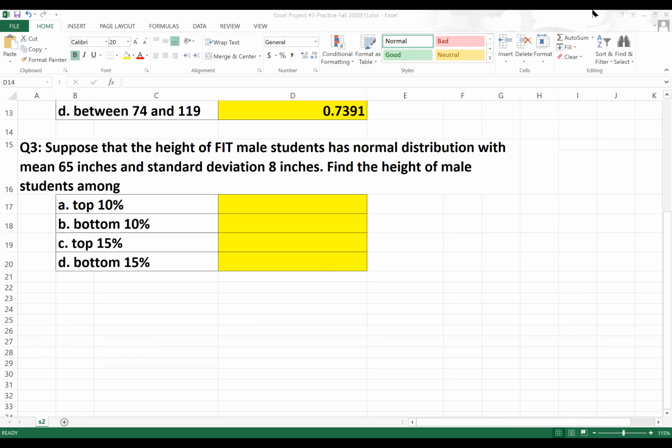Oh, we only see the Excel sheet. Okay, I see. I probably forgot to share. Thanks for letting me know. Here we go. You can see it now, right?